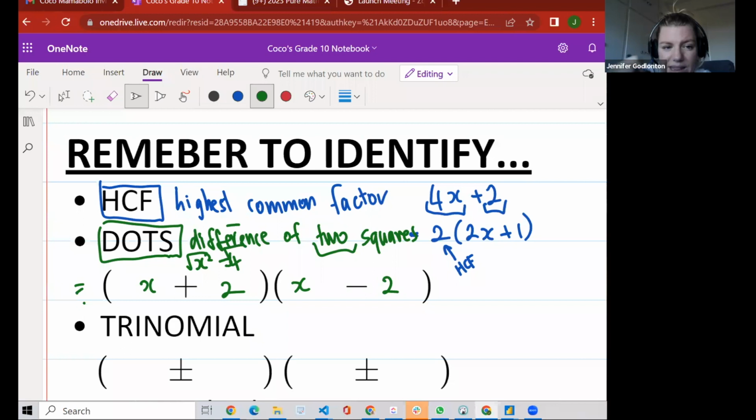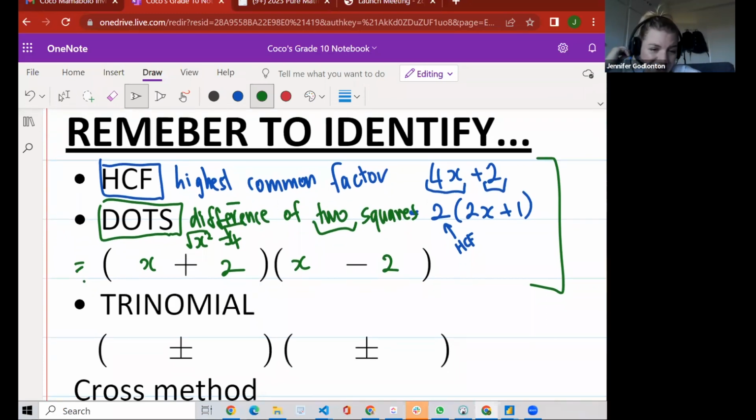Before we have a look at the next one, does anyone have any questions about these first 2 things that we have spoken about? If you do, please feel free to pop them in the chat or put your hand up if you have an issue with either of those things. Okay, cool.